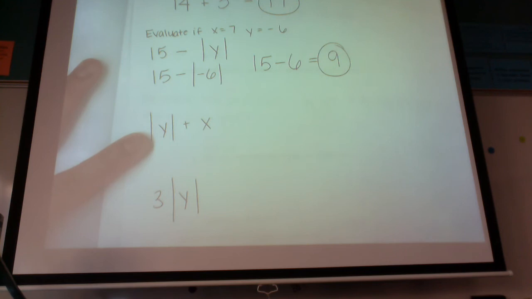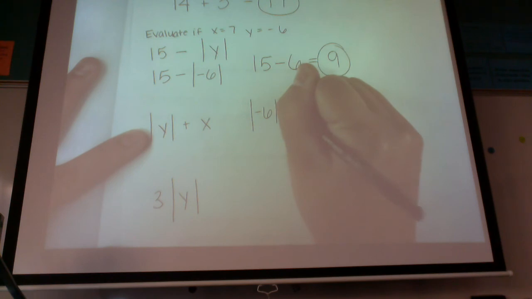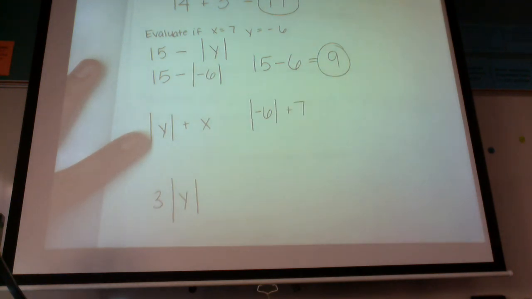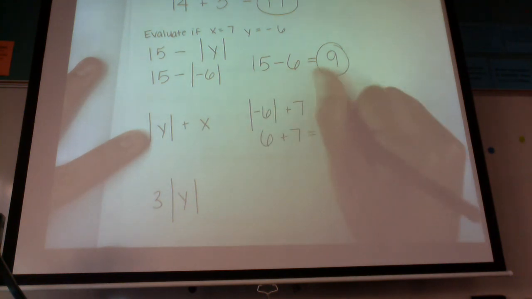Next one, absolute value of y plus x. So let's go ahead and plug these numbers in so we don't get confused. So that's going to be the absolute value of -6 plus 7. Absolute value of -6 is going to give me 6. 6 plus 7 is going to give me 13.